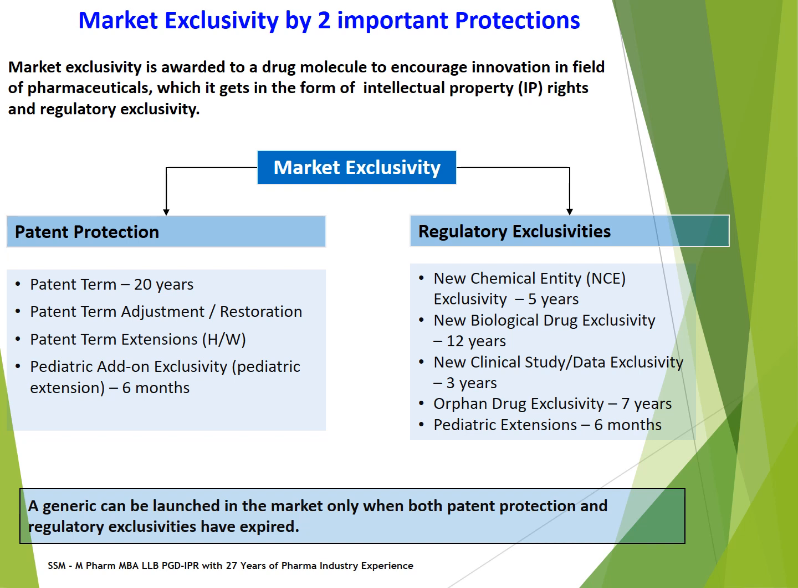A generic product can be launched in the market only when both patent protection and regulatory exclusivities have expired. So both patents must have expired and all regulatory exclusivities must have expired. And this patent protection and regulatory exclusivity are separate. They run concurrently. Patent protection starts from the date of filing of the patent application, and regulatory exclusivity starts from the date of approval of the product from the regulatory authorities, from US FDA in this case.